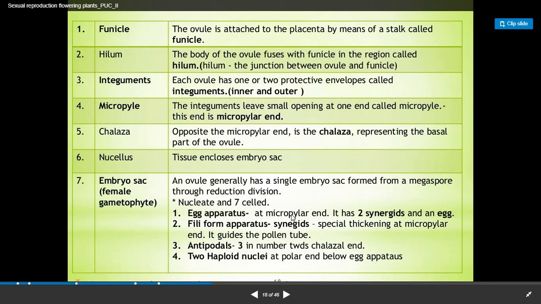Egg apparatus at the micropylar end has 2 synergids and 1 egg. Filiform apparatus, present in the synergids, has special thickening at the micropylar end and mainly guides the entry of the pollen tube. Antipodals are 3 cells present towards the chalazal end. 2 haploid nuclei are present at the polar end, below the egg apparatus.